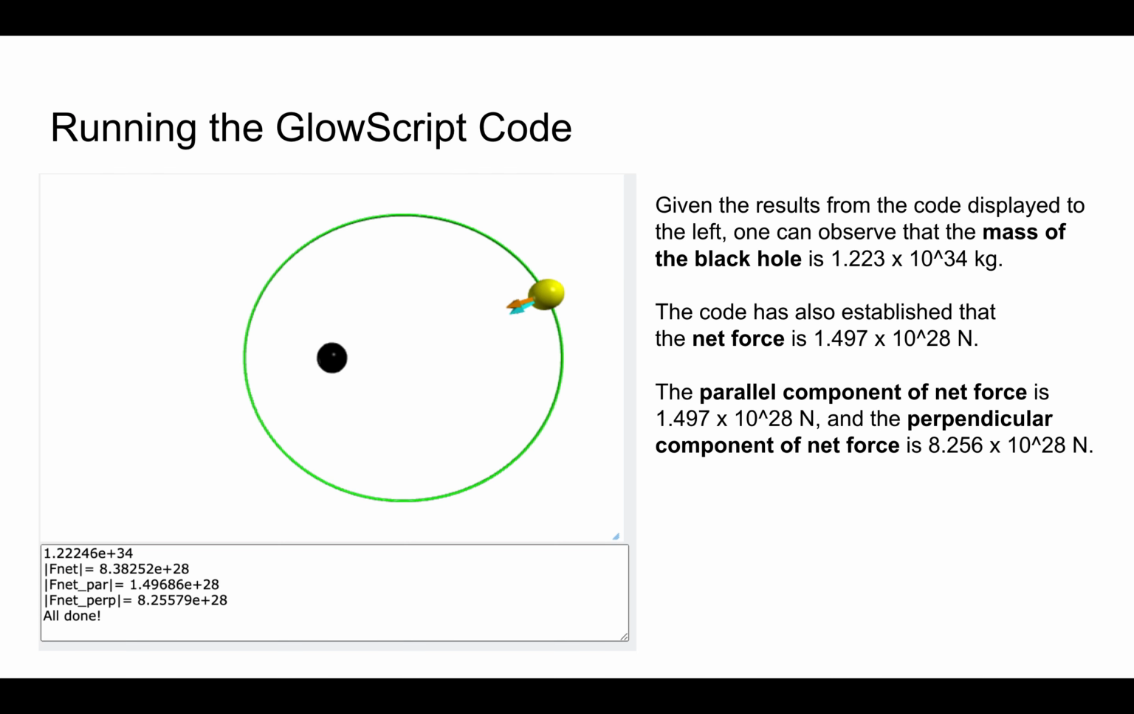And so when you run the GlowScript code, you get this orbiting star around a black hole. The star is the yellow dot, the black hole is the black dot. And given the results of the code displayed to the left, one can observe the mass of the black hole is 1.223 times 10 to the 34th kilograms. The code has also established that the net force is 1.497 times 10 to the 28 newtons. Parallel component of the net force is 1.497 times 10 to the 28 newtons, and the perpendicular component of the net force is 8.256 times 10 to the 28 newtons.